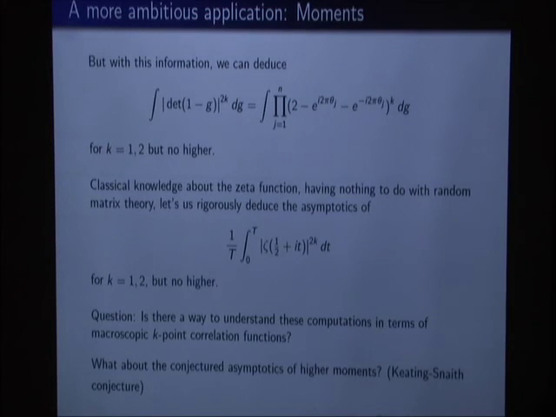And then, likewise, what about the conjectured asymptotics of higher moments? Keating and Snaith have a prediction for this. Bogomolny and Keating have predictions for not just the pair correlation function with more oscillation, but for other correlation functions as well. Can you take those formulas? You have to find a way to rigorously state them. But having done that, can you recover the Keating-Snaith conjecture for the moments of zeta? I don't know the answer to that, but I think it's a very interesting question to pursue.